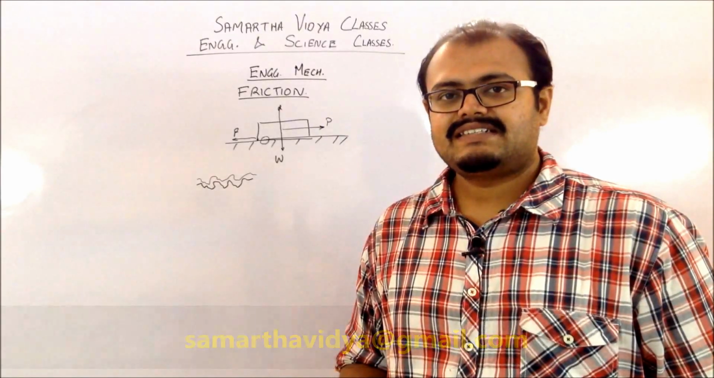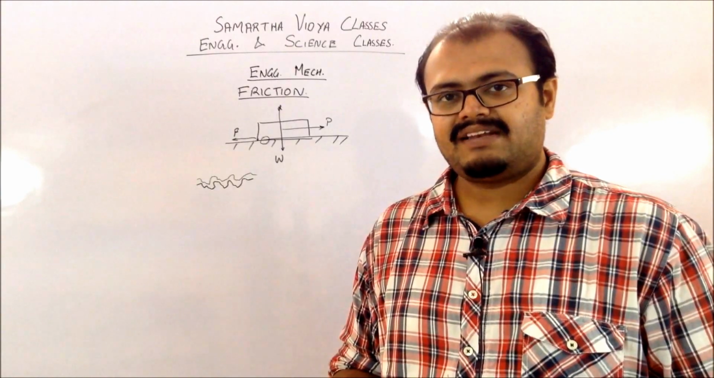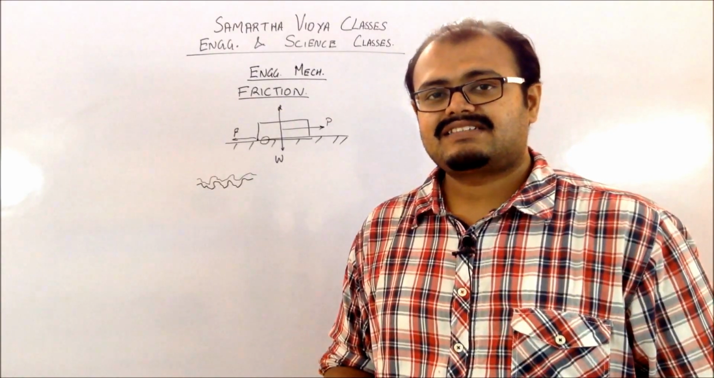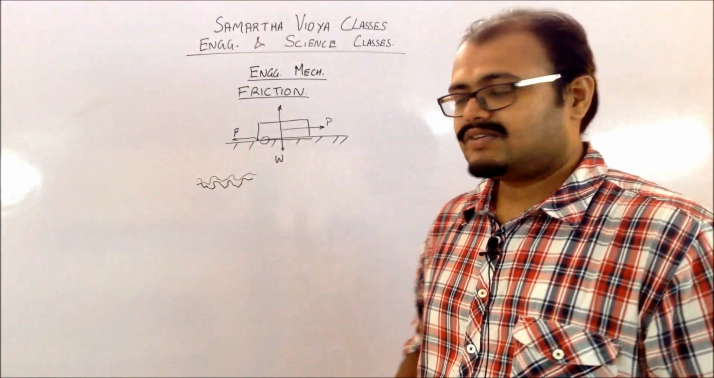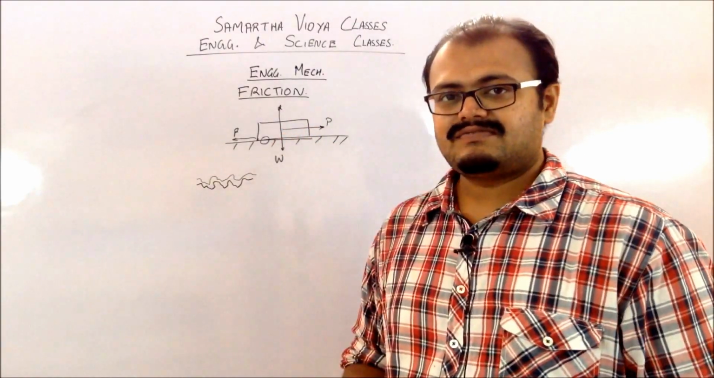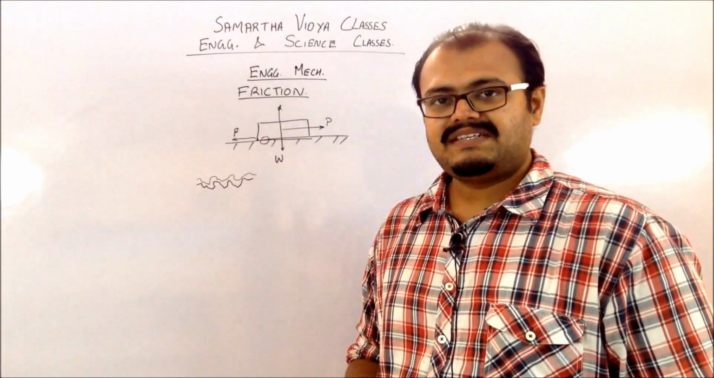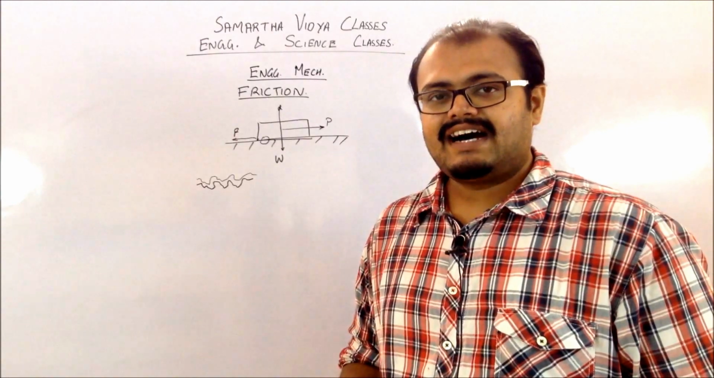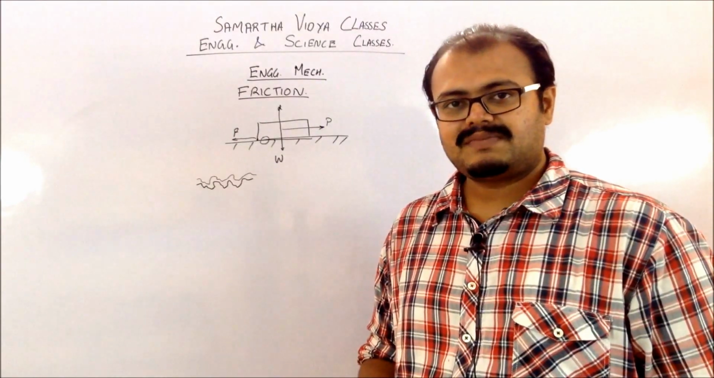So let us try to understand some of the laws related to friction. The first main law is that friction does not depend on the area of contact of the surface. It basically means that it does not depend on whether the surface of the body in contact is huge or small. The amount of friction generated is always the same.